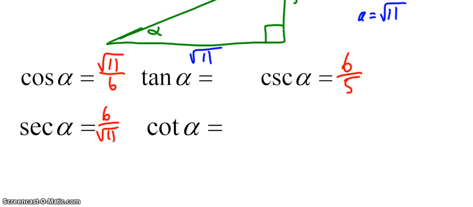And also being able to recognize when things are the same because they are rationalized or not rationalized, that is really important. So if I rationalize this, I would get 6 root 11 over 11. So either the red or the purple would be correct.